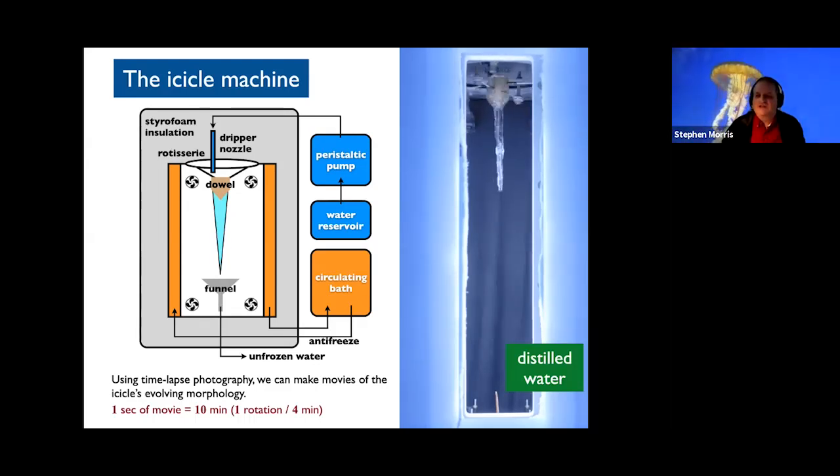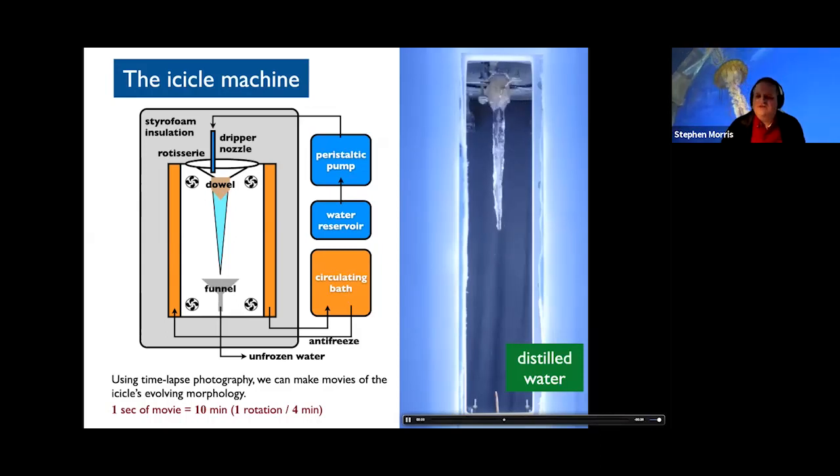So here you see the icicle looks like it's tearing around really fast, but in fact, it's taking about 1 second for every 10 minutes of real time. And this is distilled water, and you see it grows a very symmetric looking sharp icicle, which has a nice simple shape.